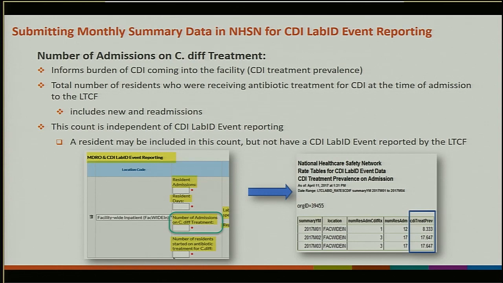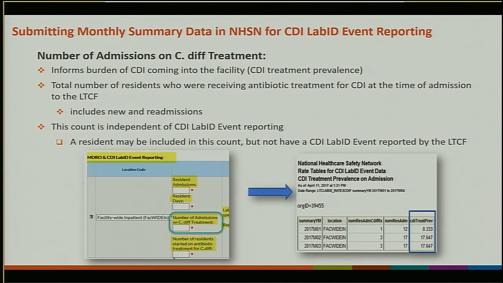Number of admissions on C. diff treatment. So this informs the burden of CDI coming into your facilities, a CDI treatment prevalence. It's the number of residents who are receiving antibiotic treatment for C. difficile at the time of admission to your facility. Again, this includes new admissions and readmissions. This count is independent of CDI LabID event reporting. So it means it doesn't have anything to do with submitting a CDI event. If a resident comes into your facility and is on treatment, he or she gets included in this number, period. You don't have to submit an event. It's completely independent of that.